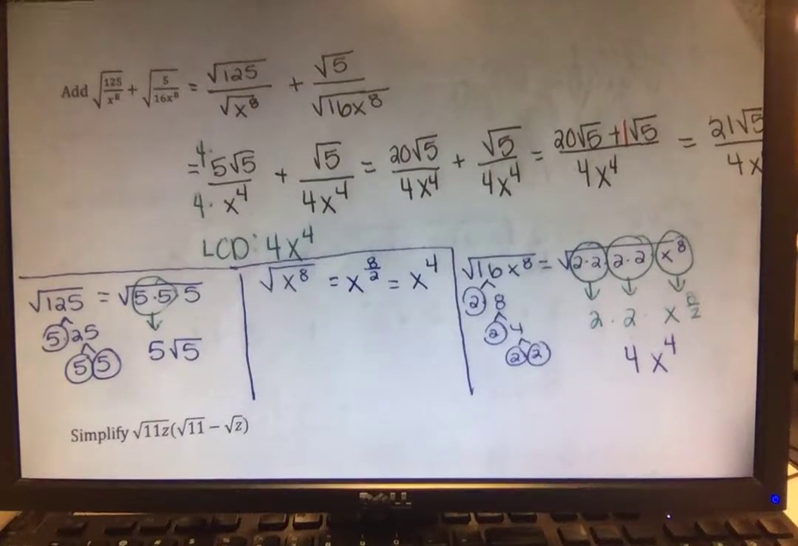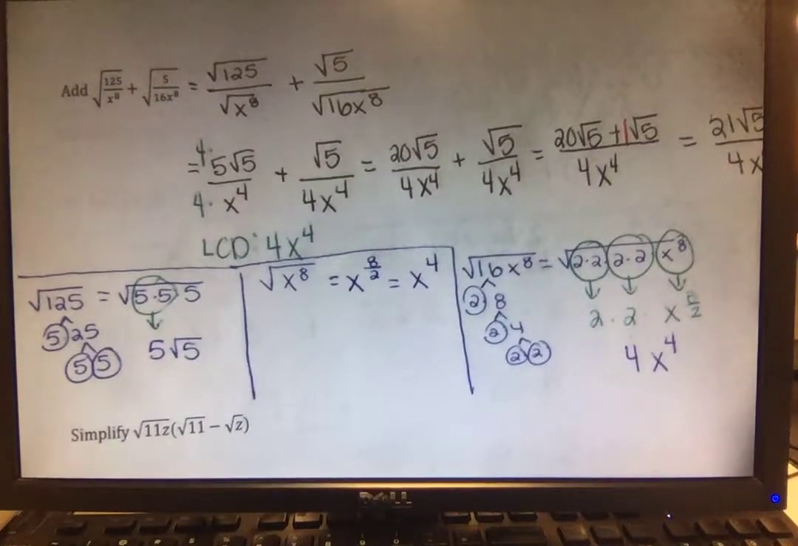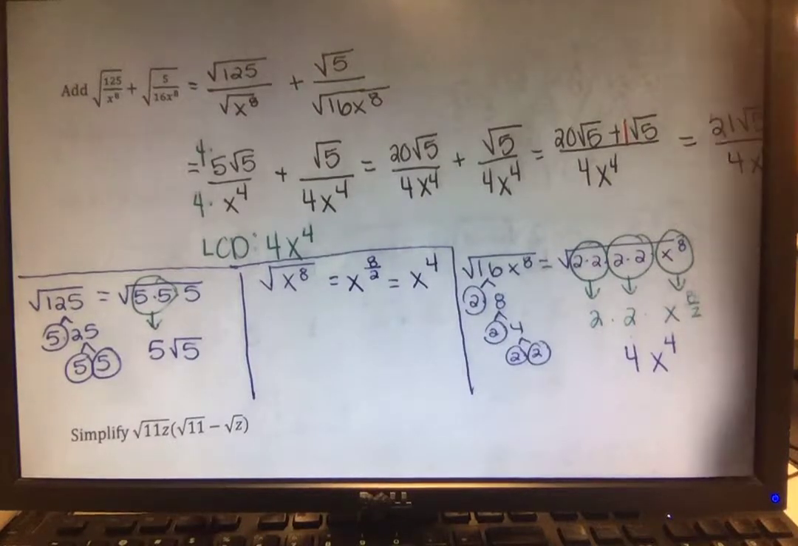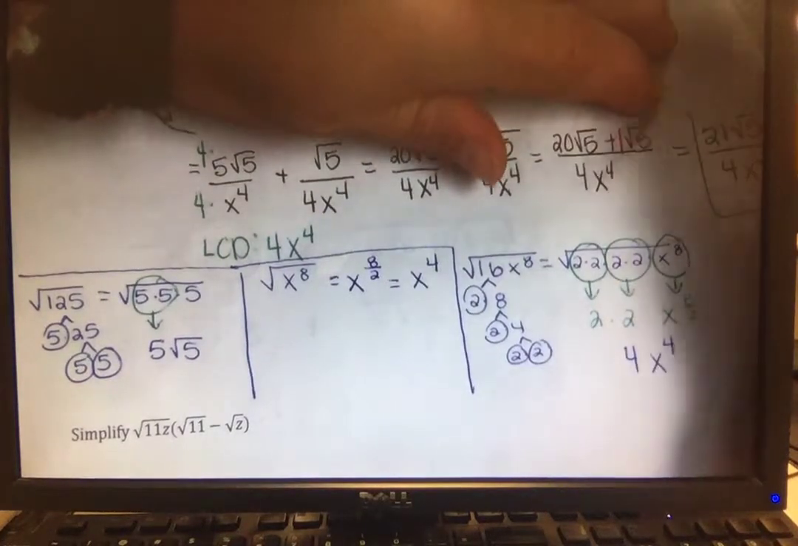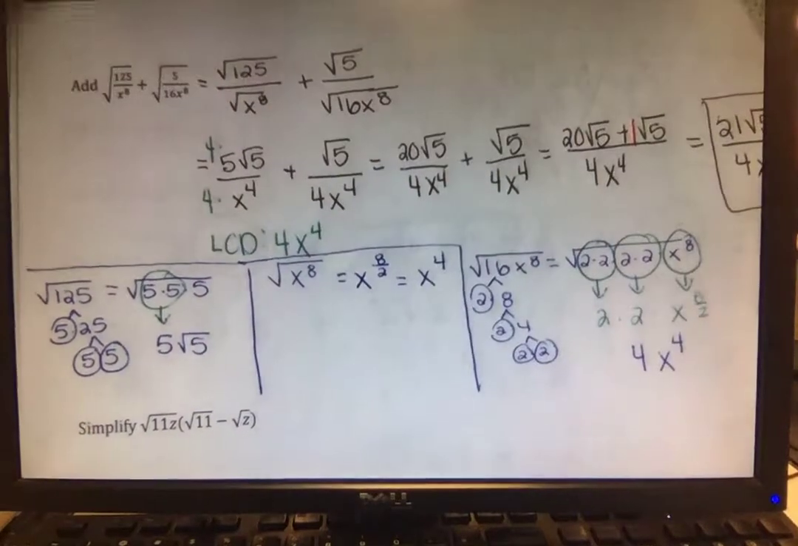From here, we need to make sure that it cannot be simplified any further. 21 and 4 are our only like terms. Those cannot be simplified. So that's our final answer.